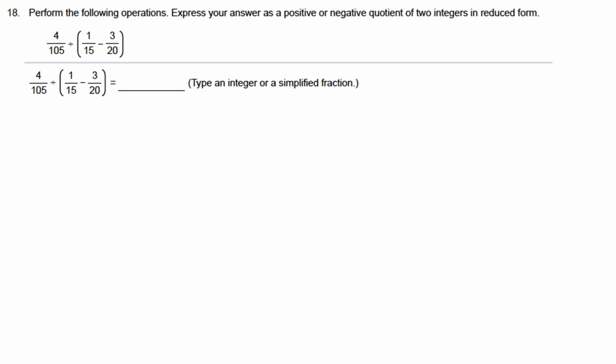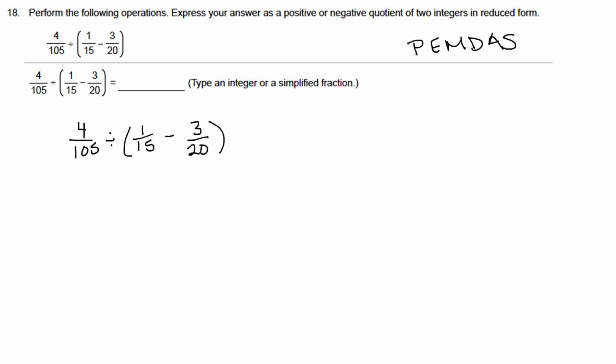Perform the following operations. We have 4 over 105 divided by the quantity 1 over 15 minus 3 over 20. We're going to follow the order of operations, which is PEMDAS, and this acronym stands for parentheses, exponents, multiplication, division, and then addition and subtraction. So the first thing we're going to look for is the parentheses. We do have parentheses in this problem, so I'm going to complete the calculation within those parentheses first.